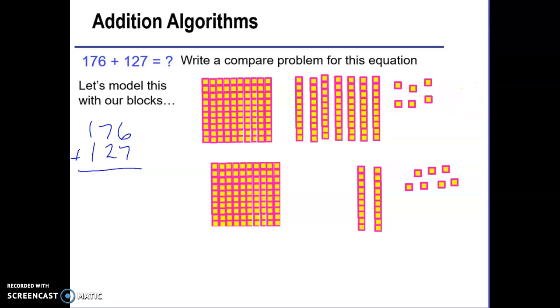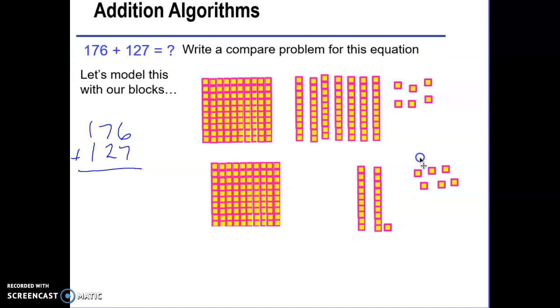Okay, so let's start combining. I remember from what I have done in the past that it takes 10 tinies to make one rod, right? Because I'm in a base 10 system. So I have already 7 right here. It's only going to take 3 more to make a 10, and I have 6. So I know I'm going to have enough to make a 10. So let me just start putting these things down here.